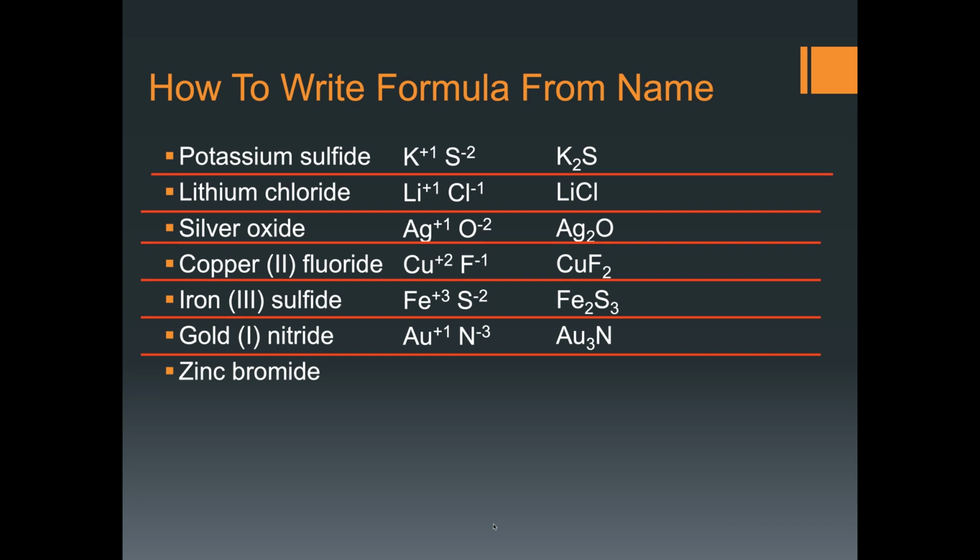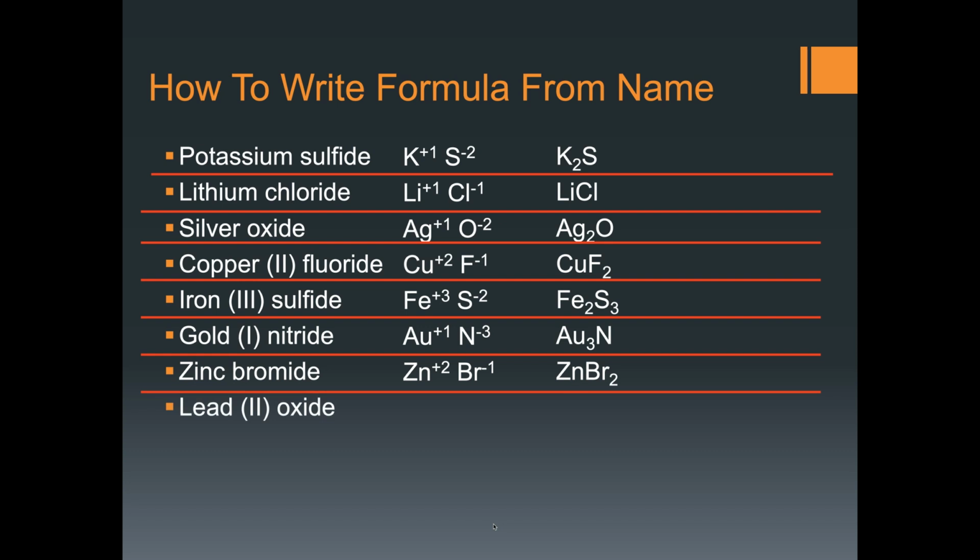Zinc bromide, zinc only has one charge. That's why there's no Roman numeral for it. And therefore, we look up that charge and then we drop and swap to write the formula. Lead can be either +2 or +4. This is telling us to use the +2 variety. And since the charges are the same size, we just cancel them out.